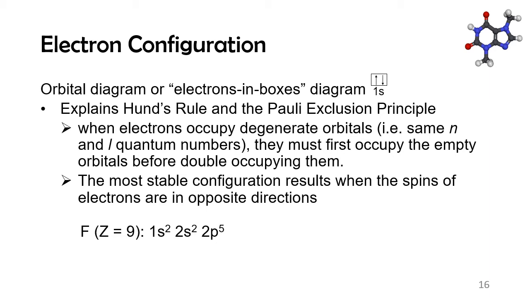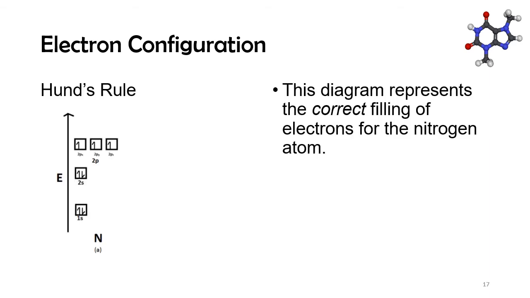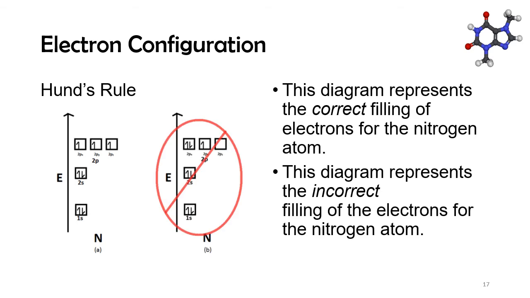Fluorine has an atomic number of 9. Its electron configuration is written as 1s2, 2s2, 2p5. We can represent these orbitals with their electrons using boxes and arrows, bearing in mind that there are 3 types of p orbitals. The diagram on the left represents the correct filling of electrons for the nitrogen atom. The diagram on the right is an incorrect filling of electrons for the nitrogen atom. According to Hund's rule, empty orbitals in the same energy level must be occupied singly first before being doubly occupied.